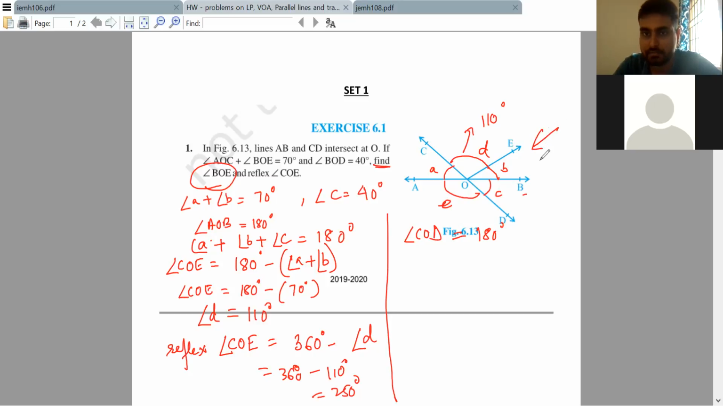Look at this diagram and tell. Angle D plus angle C plus angle B is equal to 180 degree. Very good. What all do you know now?